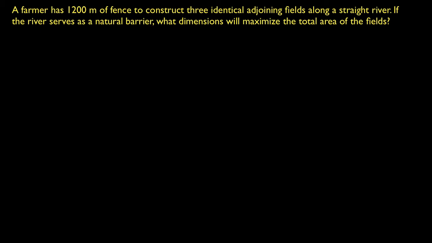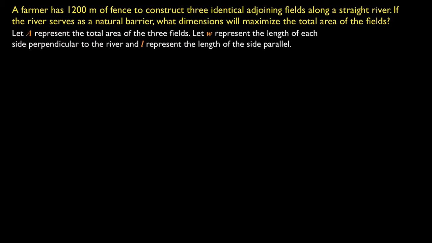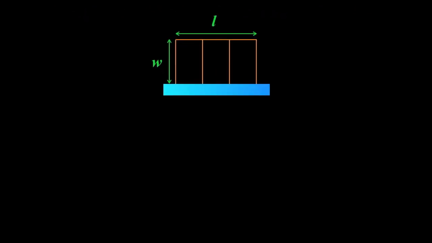And so, like the last question, we begin with a let statement. We let A represent the total area of the 3 fields. That's what we're trying to optimize. Let W represent the length of each side perpendicular to the river, and L represent the length of the side parallel. Probably easier if we get a visual on this. Our diagram looks something like this, where we have the blue river, we have 3 adjoining rectangular fields, an overall width of W, and overall length of L.